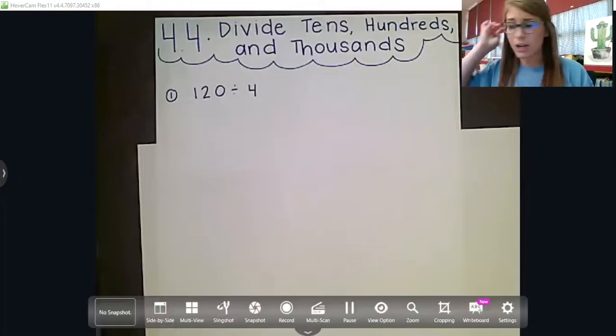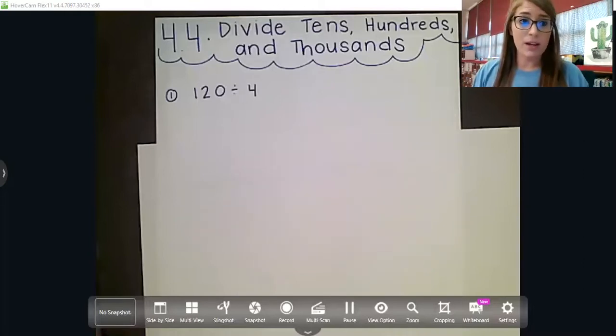Okay, moving on in chapter 4. I know the numbers don't match, right? We did 4.1 and then we did 4.2 and now we're skipping and moving to 4.4, but don't worry, we will come back to 4.3.